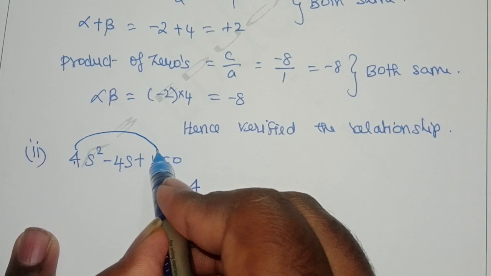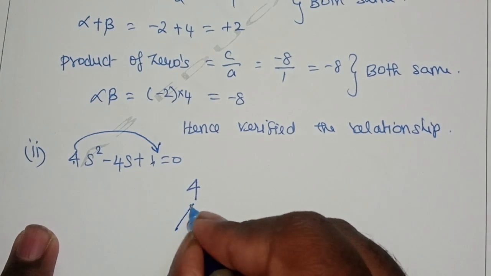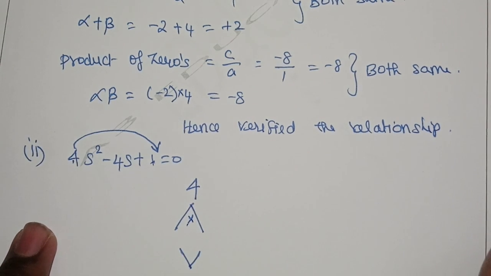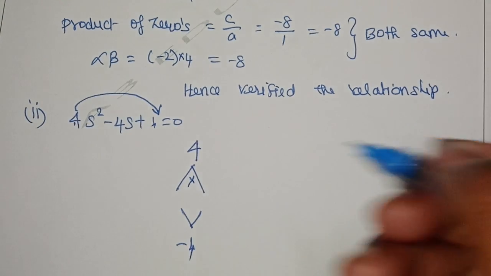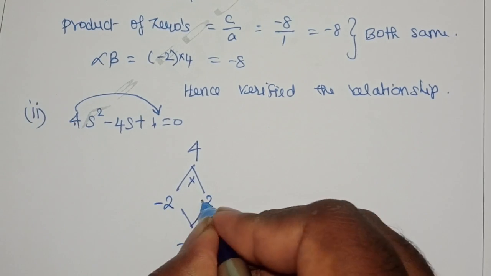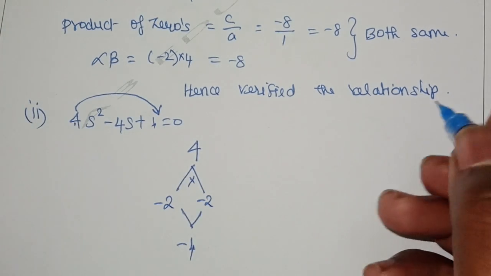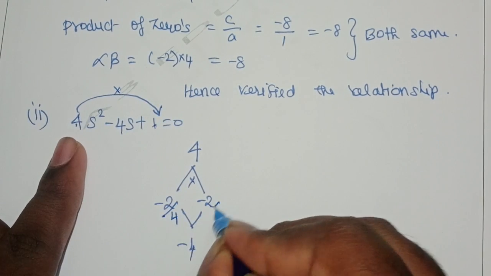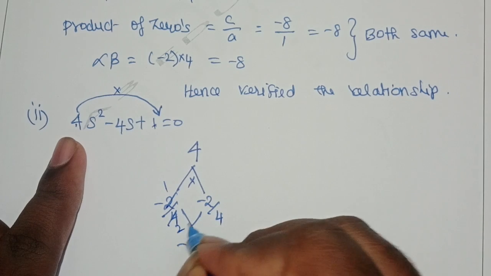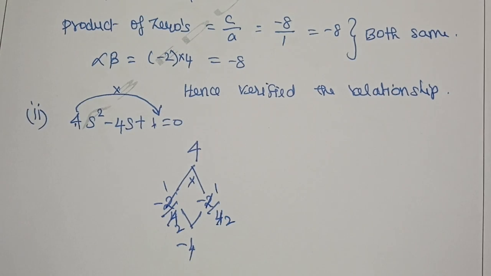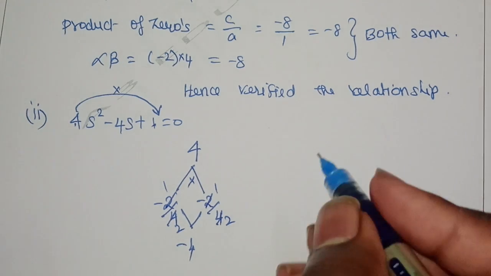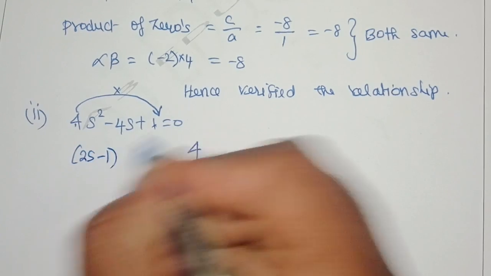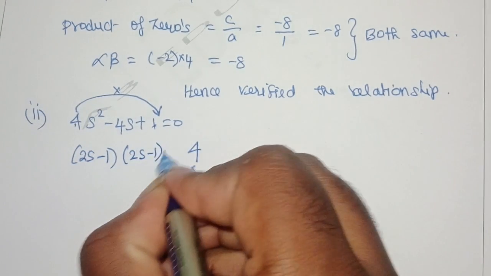By adding we get minus 4. By multiplying we get 4. Therefore 2 into 2: minus 2, minus 2, multiplying gives 4, adding gives minus 4. Here we multiplied by 4, so we should divide by 4. Therefore we can easily find that it is (2s minus 1)(2s minus 1), which is equal to 0.